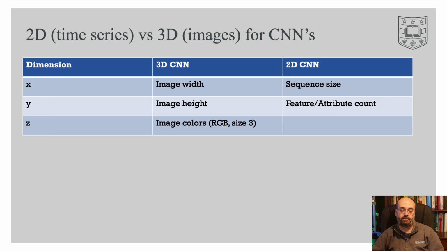And again, just to emphasize the dimensional nature of it, X, Y, and Z. X is the width, Y is the height, and then the image depth of colors. In 2D, you just have two of them, so it's X and Y only.